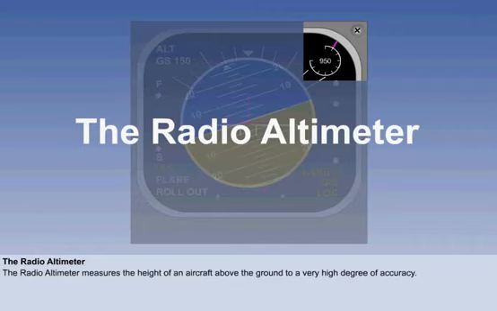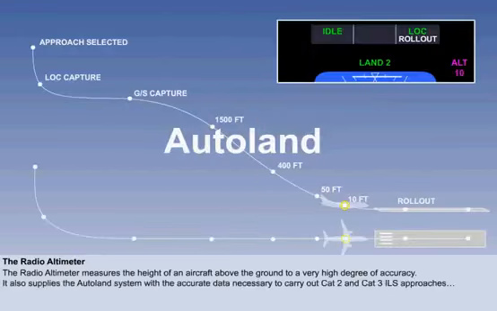The radio altimeter measures the height of an aircraft above the ground to a very high degree of accuracy. Apart from providing a flight deck display of height above ground level, the radio altimeter has two other important functions. It supplies the Autoland system with the accurate data necessary to carry out Category 2 and Category 3 instrument landing system approaches. This will be covered later in the course as part of autoflight.